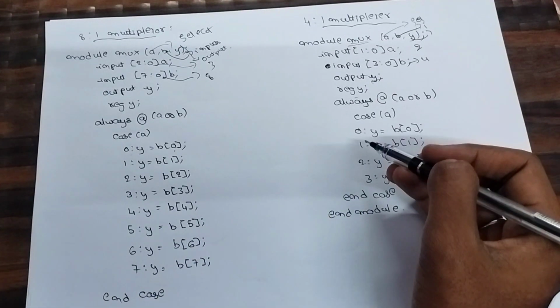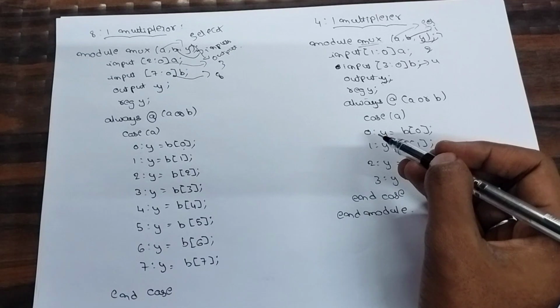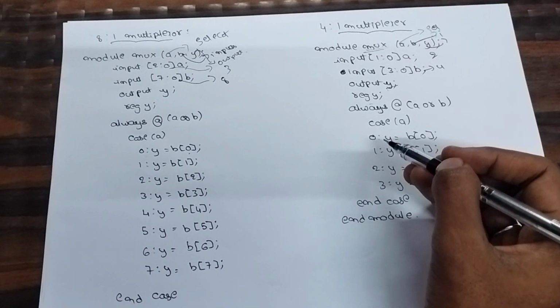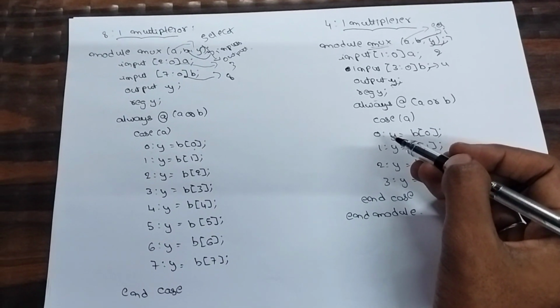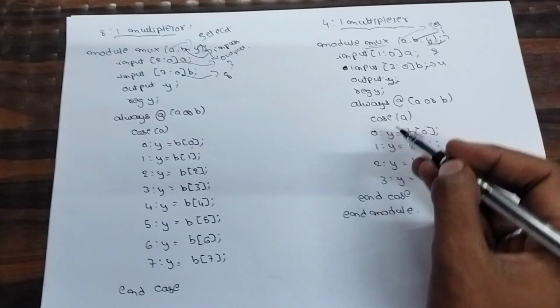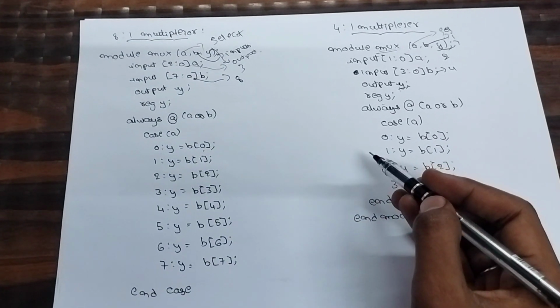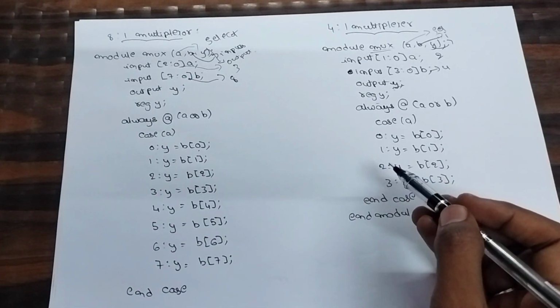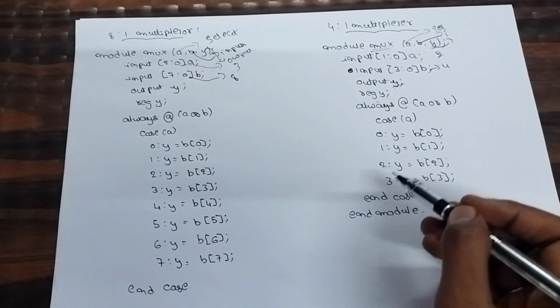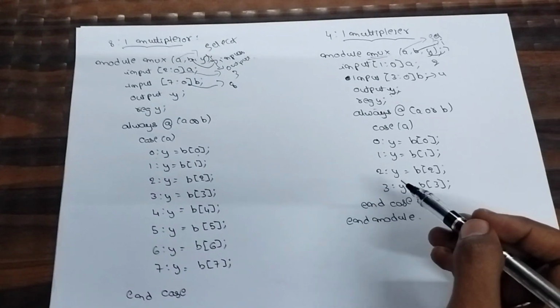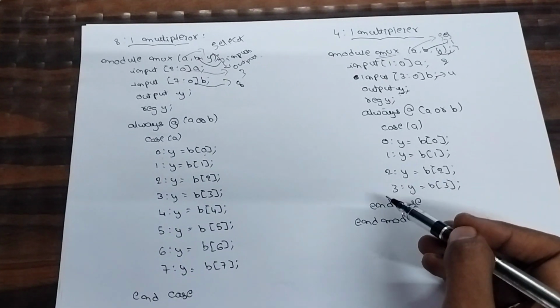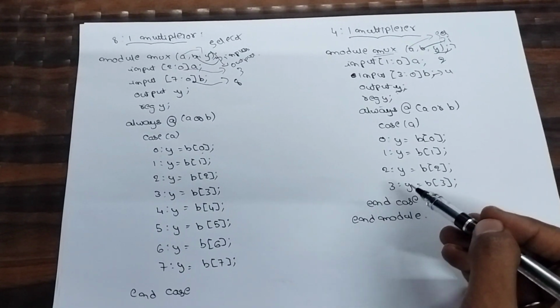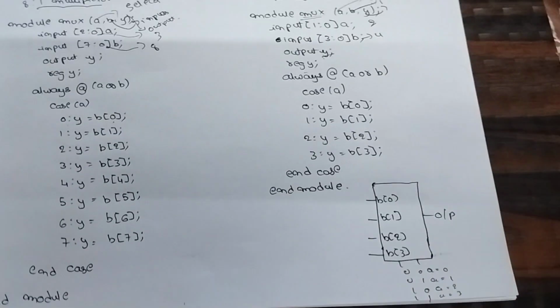Let us know that there are four select values, that are 00, 01, 10, 11. So we have taken case A. If a is 0, then output should come as B of 0. If A is 1, then output should be B of 1. If A is 2, then output should be B of 2. If A is 3, then output should be B of 3. Let's see how this works.